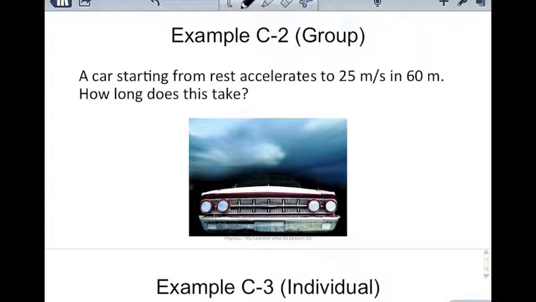In this question, it says a car starting from rest, there's your key thing right there, accelerates to 25 meters per second in 60 meters. How long does this take? So you should realize that you have an initial velocity, a final velocity, and a displacement. And you should be able to solve for the time.